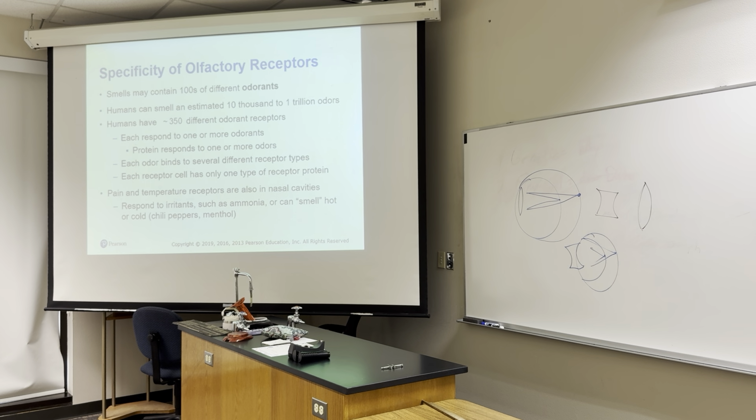No, it's just how many. Humans have 350 different odor receptors, but not everybody has all of them. Yes. So each odorant protein responds to one or more odors. Each odor binds to several different receptor types, and each receptor cell has only one type of the receptor protein.